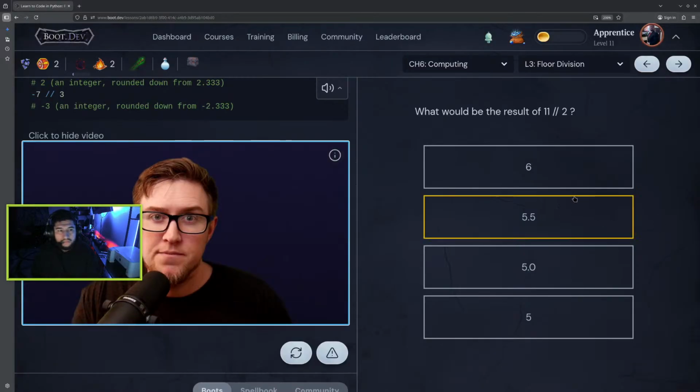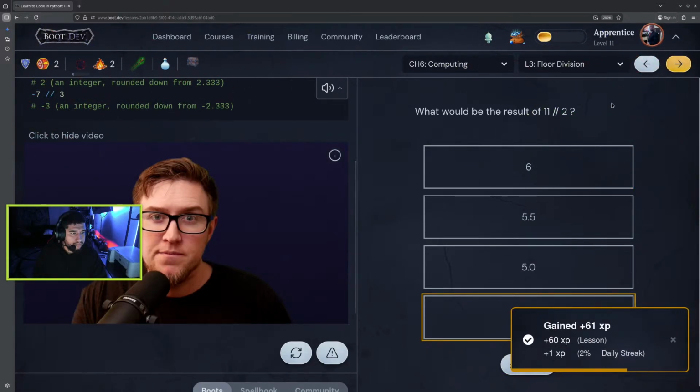Okay. What would be the result of 11 floor divided by 2? So it's going to be 5. Not a decimal, so it can't be these two, so it's going to be 5. Alright.